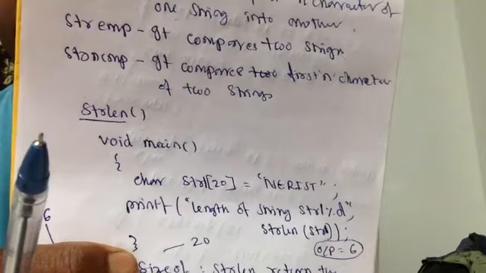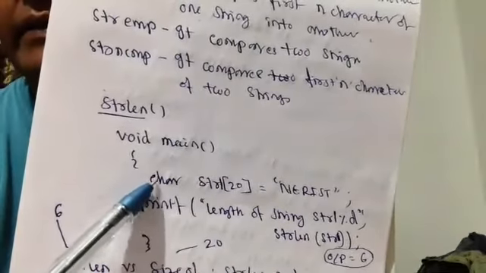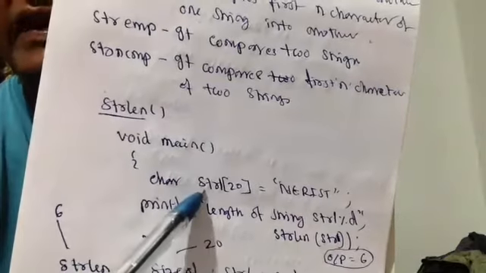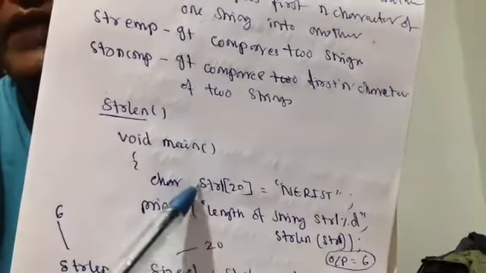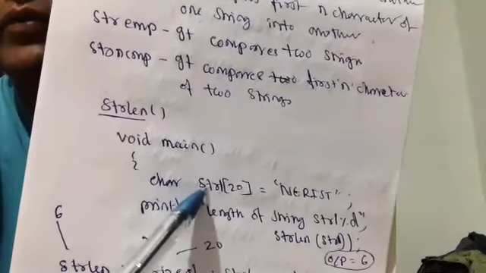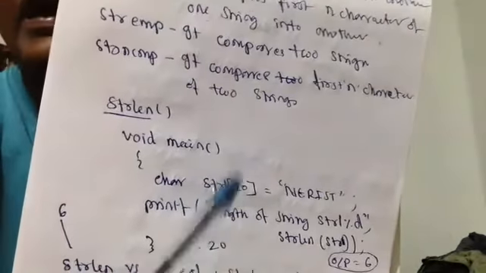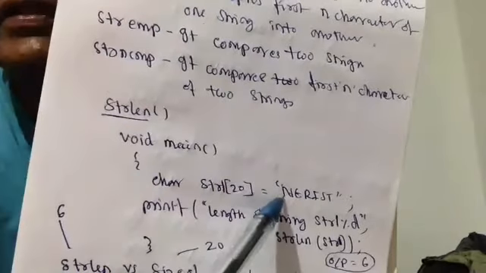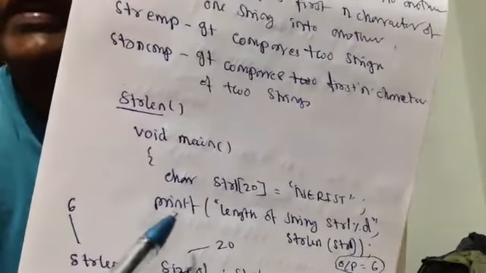Are you getting something? I declared an array as a character. His name is strl, you can put any name. I put strl, or you can put a, b, c, whatever. Maximum capacity is 50. Then printf. What is there?